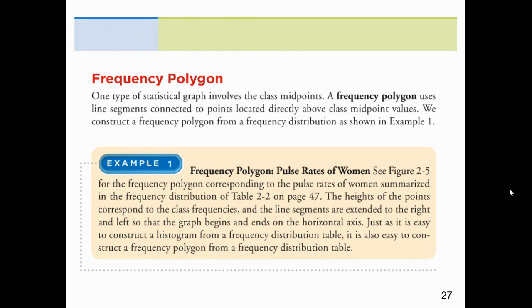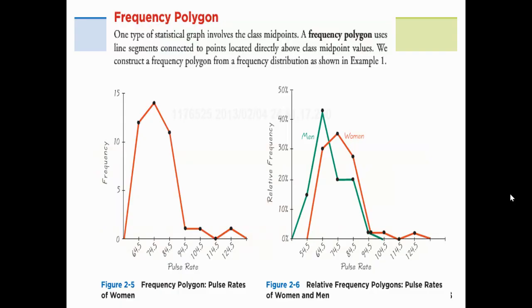Frequency polygon, another type of graph. We're looking at the heart rates of women in the next graph in line segments that connect the different values. All right, pulse rates, same thing, heart rates. These are for women, and then you have men in green.